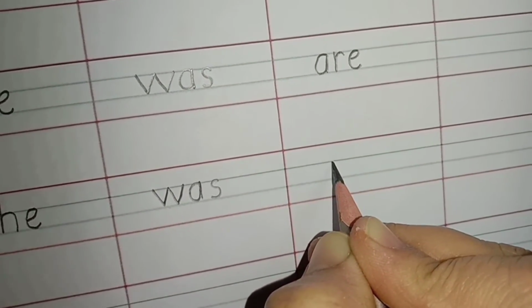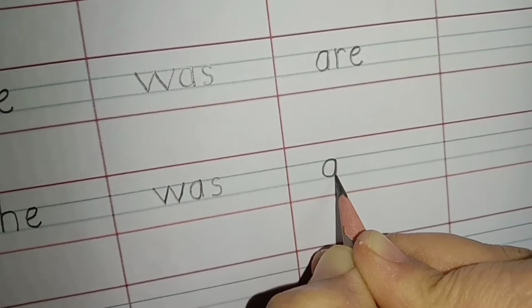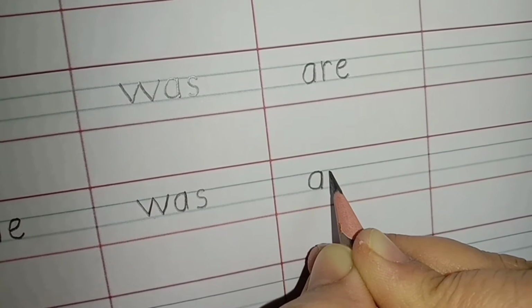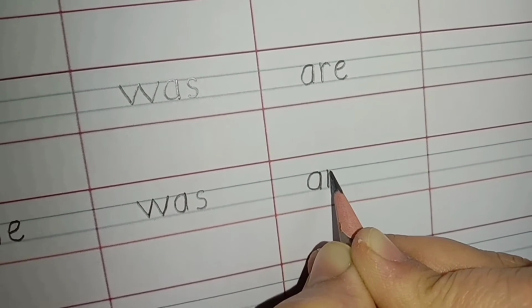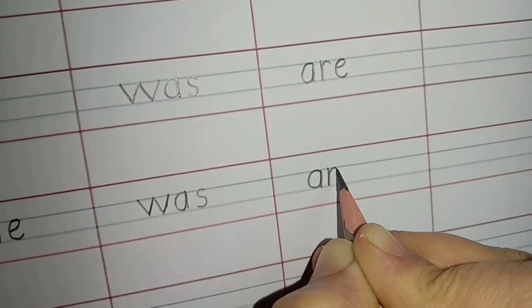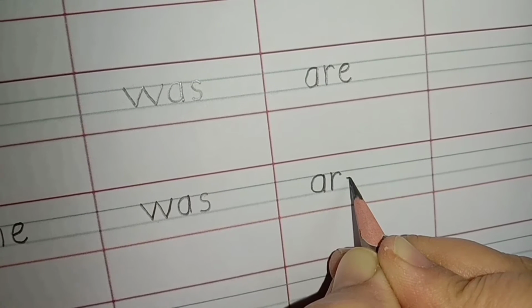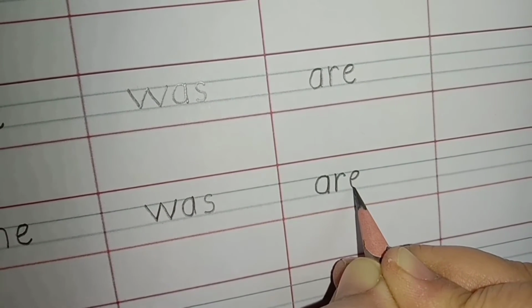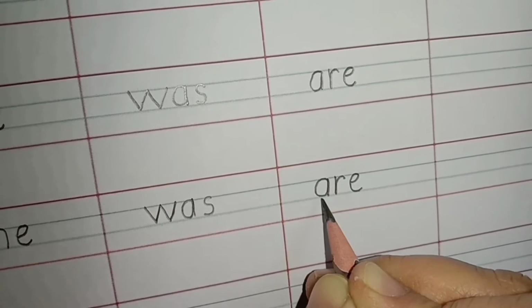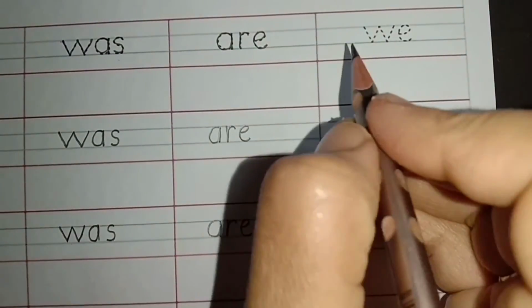Now again we will write. For alphabet A, make a C curve, go up, come down, standing. For alphabet R, make a standing line, go up and make a curve on first blue line. For alphabet E, make a small curve, touch the first blue line, then make a C curve and touch the second blue line. A-R-E.